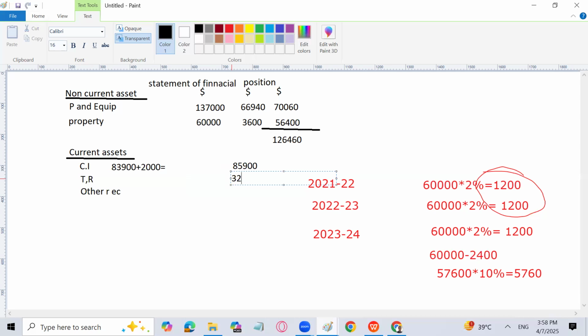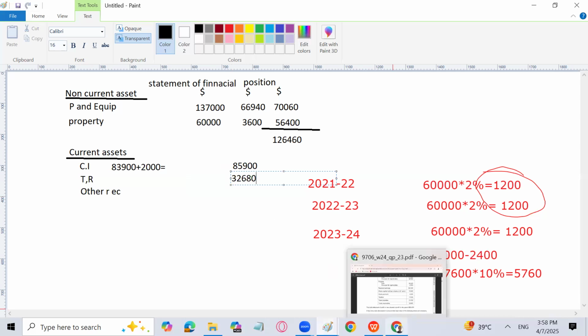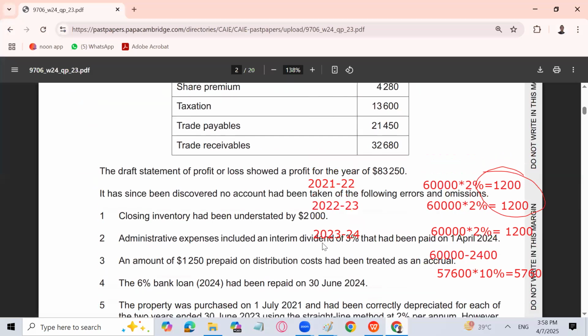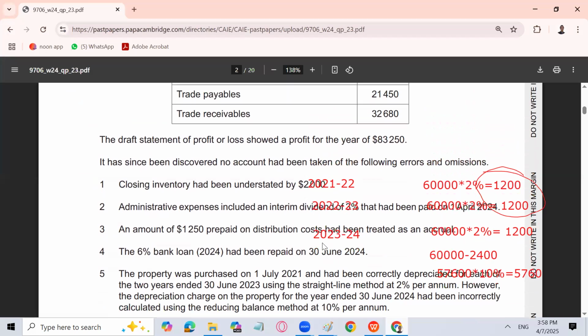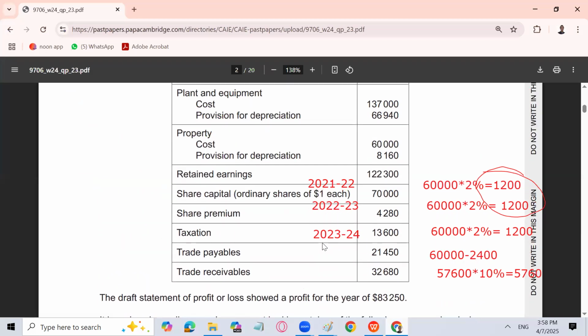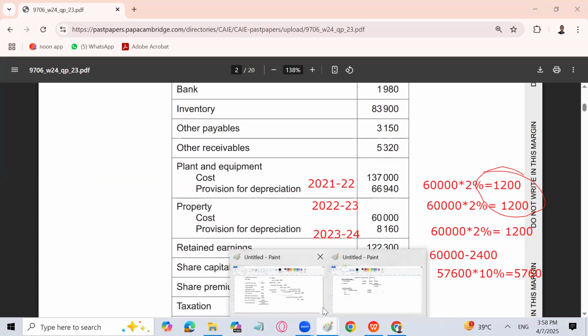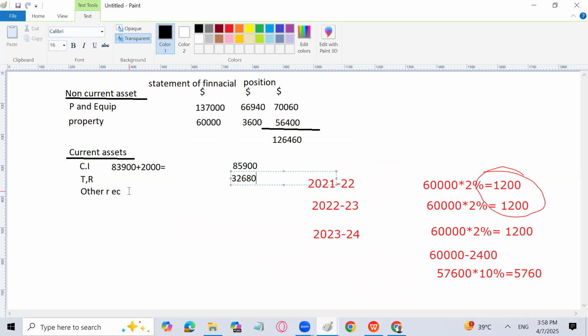32680 is the amount of trade receivable. There is no change in trade receivable. If bad debts were given, we would have subtracted the bad debts. Then comes other receivables. Other receivables are given here, that is 5320, and they need to be adjusted. I will write 5320, 5320.